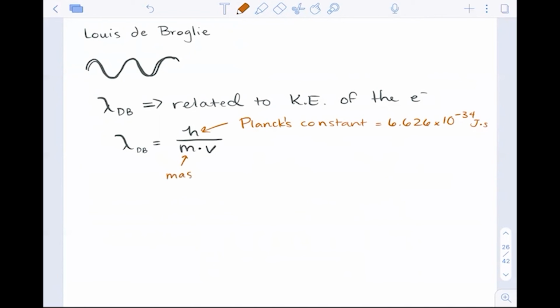This is mass. Now for mass, we have to be in kilograms here. The reason is because of the joule. 1 joule is defined as 1 kilogram meters squared over seconds squared. And so mass, in order to be able to calculate correctly and cancel out with the joule, we have to have mass in kilograms. V is velocity, the movement in meters per second. So when we look at this calculation, we can calculate the wave nature of any moving particle, whether it's a subatomic particle or a macroscopic particle.